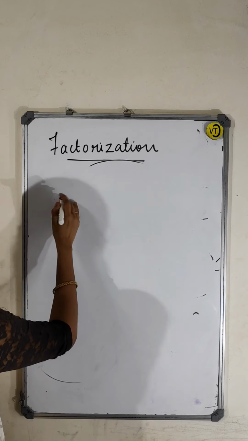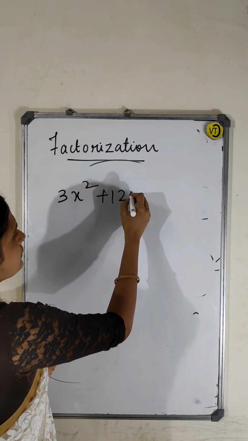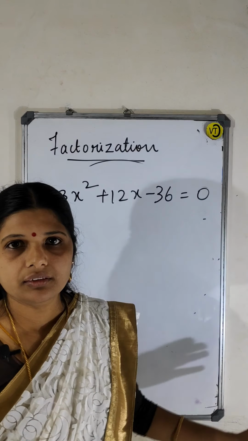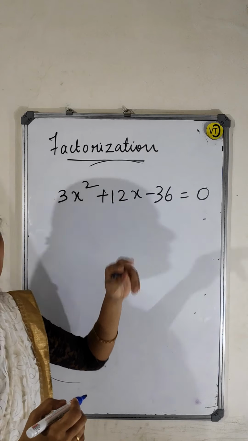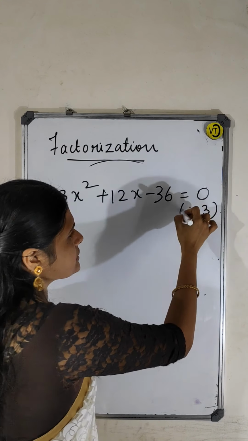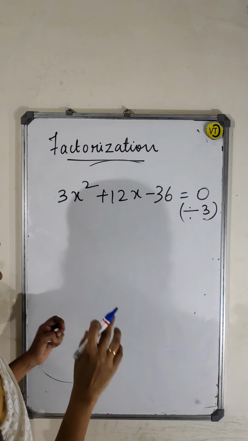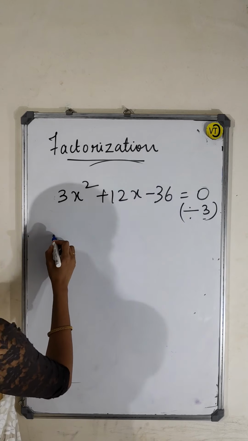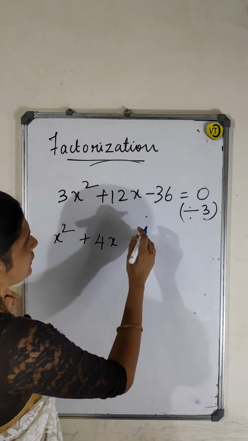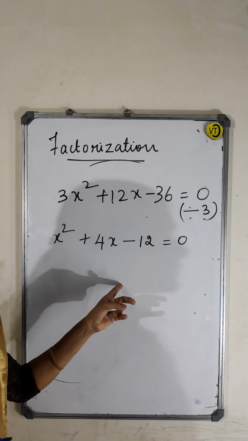Now 3x square plus 12x minus 36 equal to 0. This question you see, all the numbers is divisible by 3, correct? So first of all, you have to reduce the quadratic equation into lower term. In sense, 3 divided by 3 is x square, 12 by 3 is 4x, minus 36 by 3 is minus 12. You just reduce it.